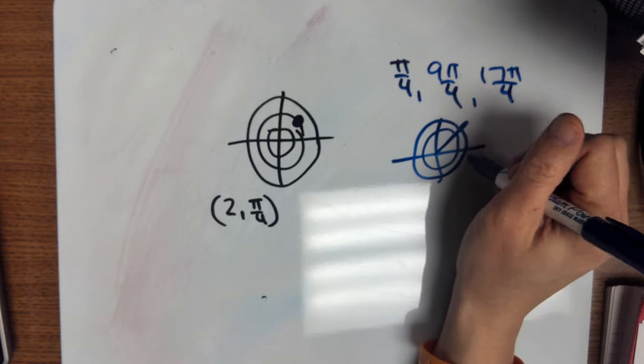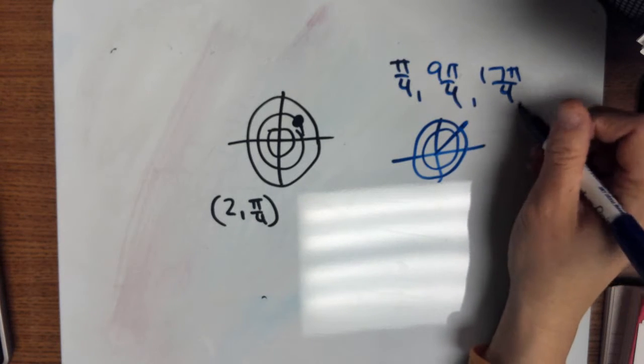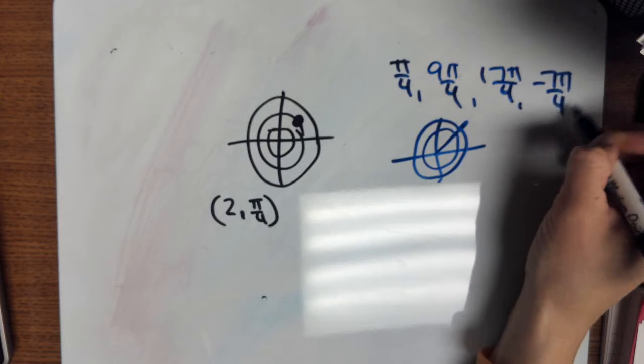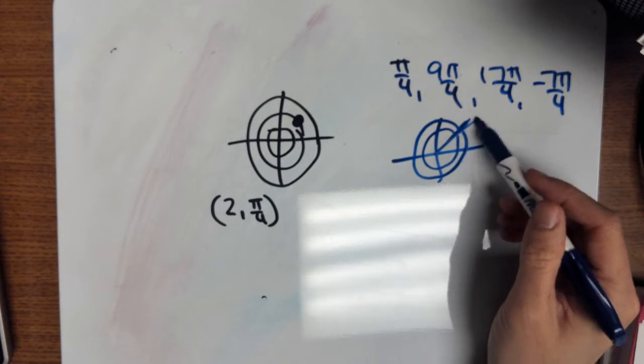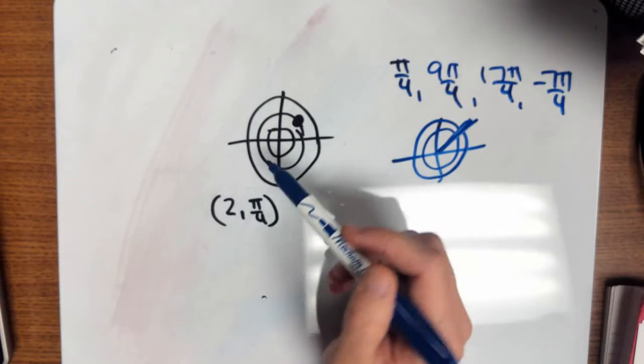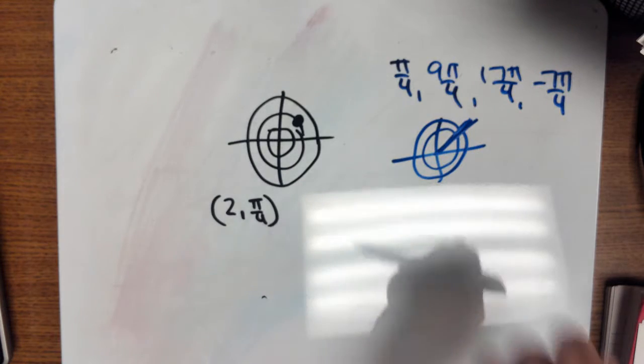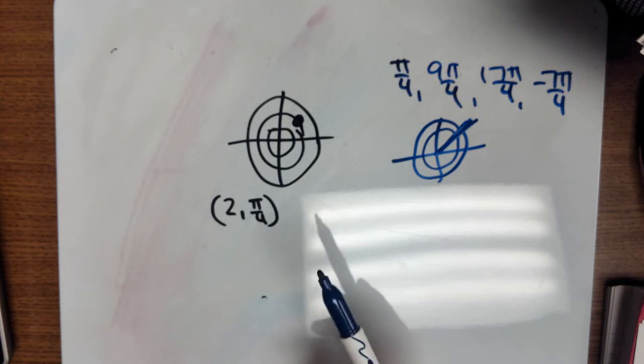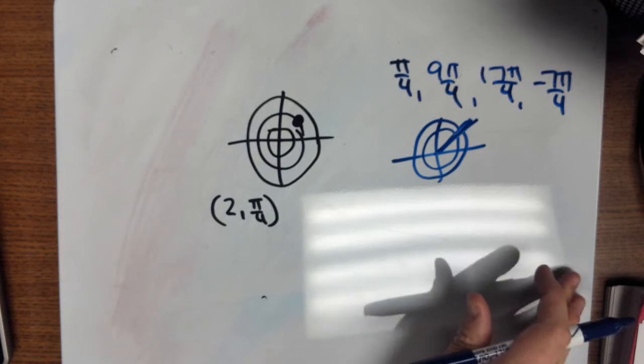I could go in the negative direction, so it would be negative 7 pi over 4. All of these are equivalent to this one angle. That's all we need to think about when we're coming up with multiple ways to name this. Now we can also do negative r's. So we've got two things really going on.